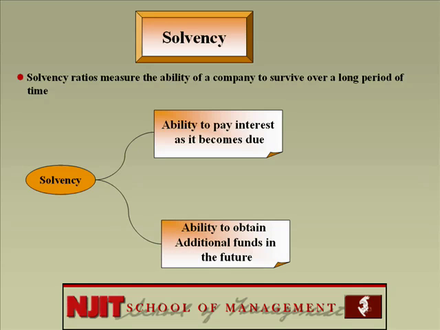So two criteria influence solvency. If they can't pay interest or they default on their existing loans, the chances are they're not going to survive. If they don't have the ability to obtain additional funds, chances are they're not going to survive.